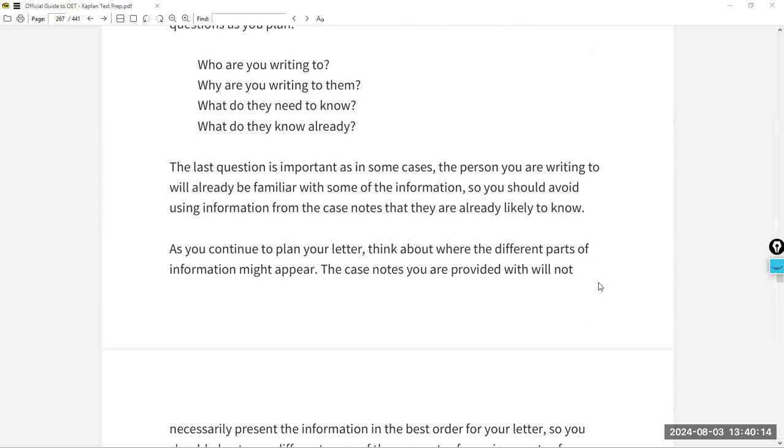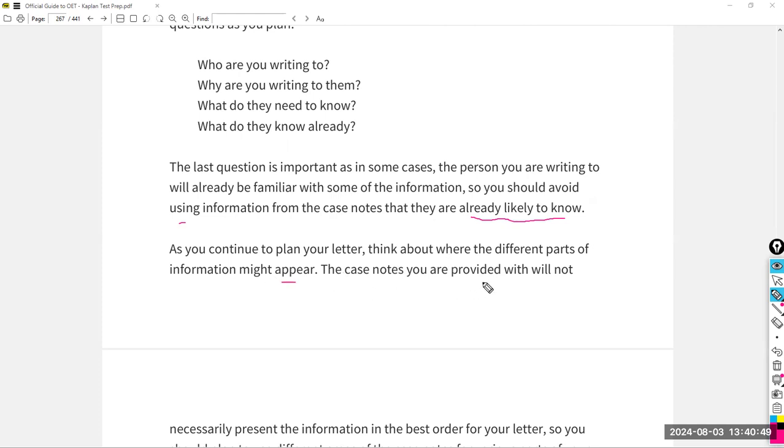Now, the last question is important as in some cases, the person you are writing to will already be familiar with some of the information. So you should avoid using information from the case notes that they are already likely to know. So this is why I told you not everything that exists in the case notes should be written in the letter. As you continue to plan your letter, think about where the different parts of information might appear.